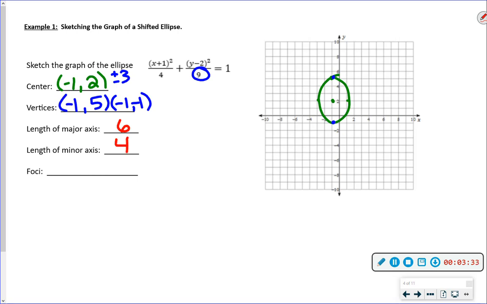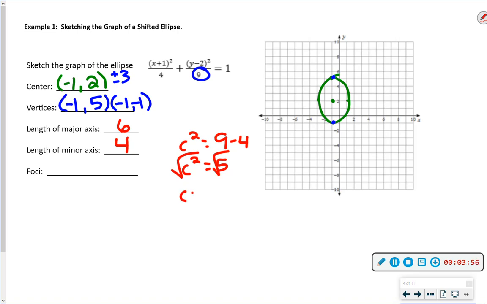Foci. Now, our foci equation, it's been a minute, so let's jot it down here. Easy way to remember it, if it's addition in the equation, you use the opposite, it's subtraction. So I'm not going to do 4 minus 9, that'd be a negative. I'm going to do 9 minus 4, or 5, and then I square root it. Now, square root of 5, of course, does not turn out to a nice number.